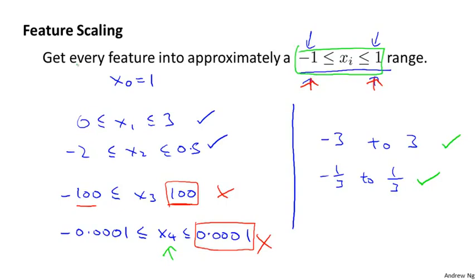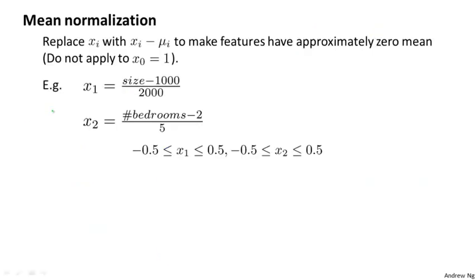In addition to dividing by the maximum value when performing feature scaling, sometimes people will also do what's called mean normalization. What I mean by that is that you might take a feature xi and replace it with xi minus mu i to make your features have approximately 0 mean. And obviously we won't apply this to the feature x0 because the feature x0 is always equal to 1, so it cannot have an average value of 0.